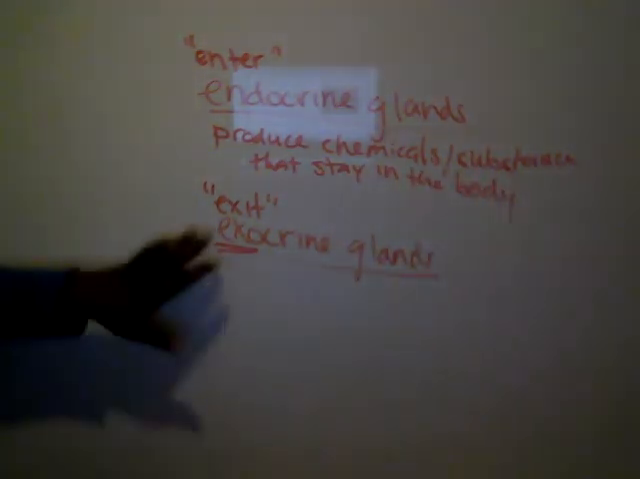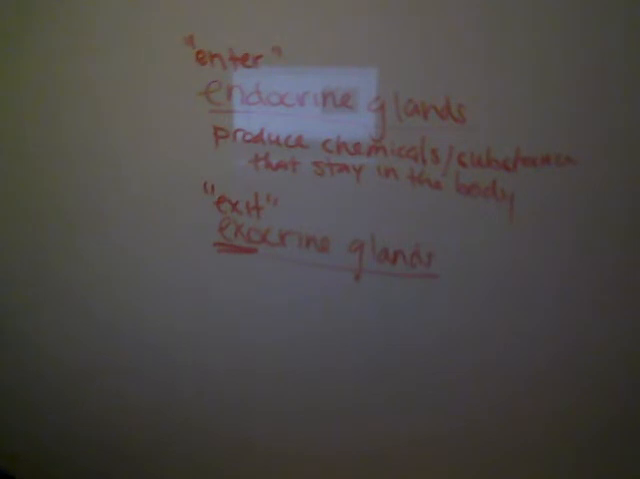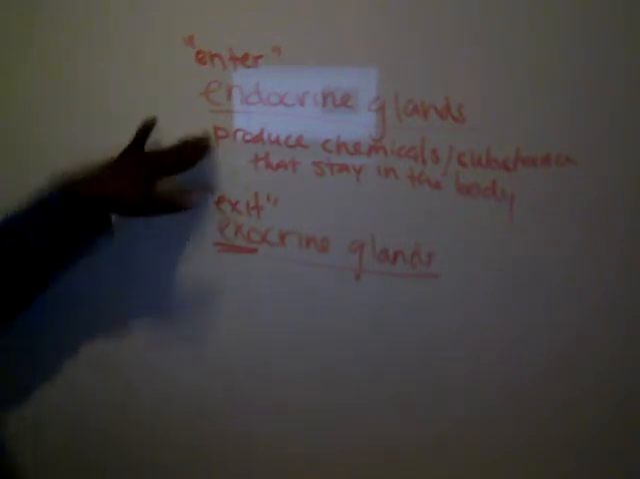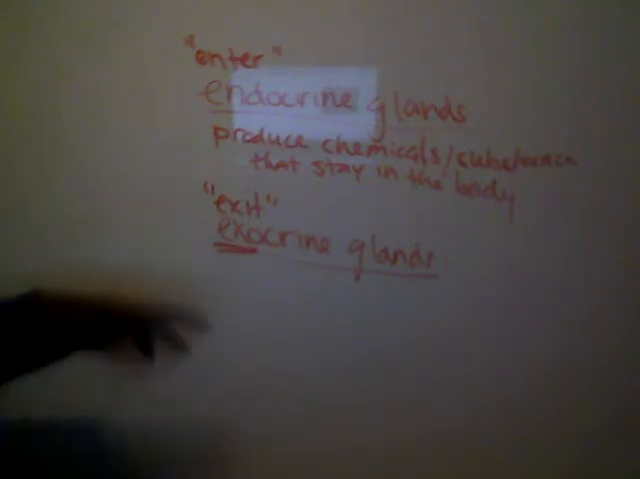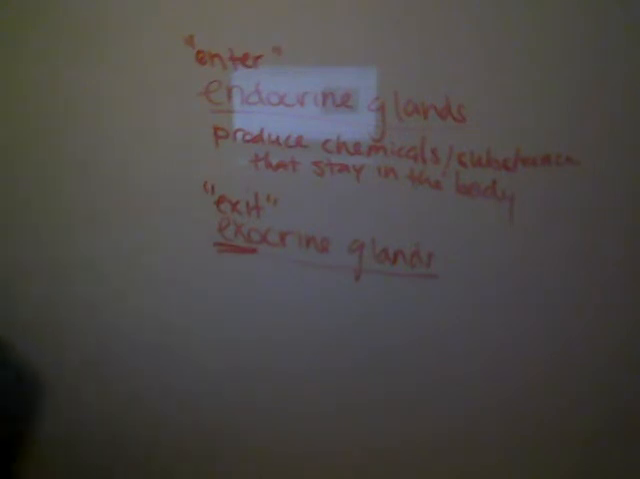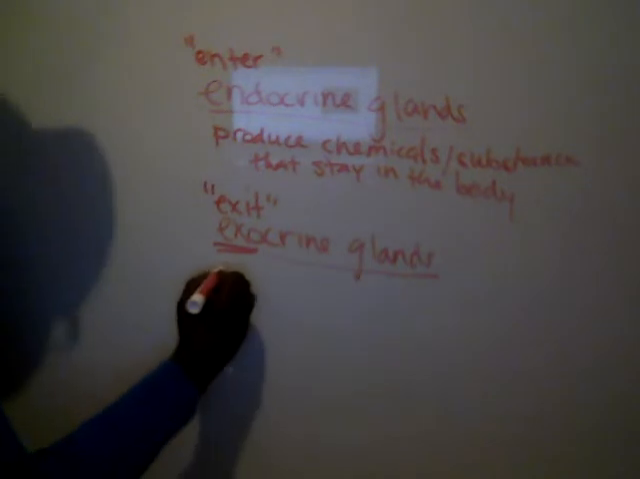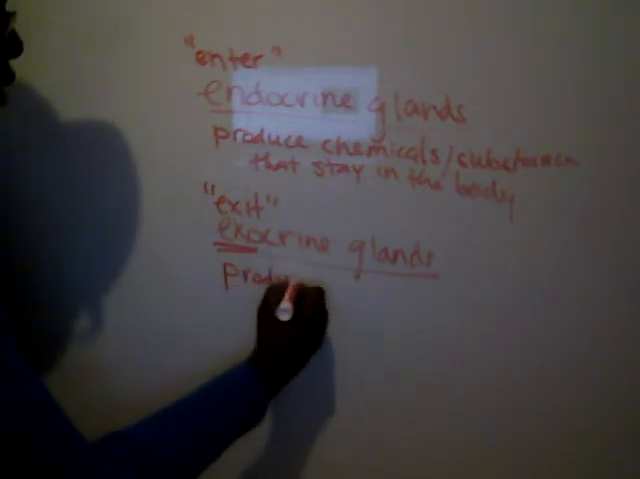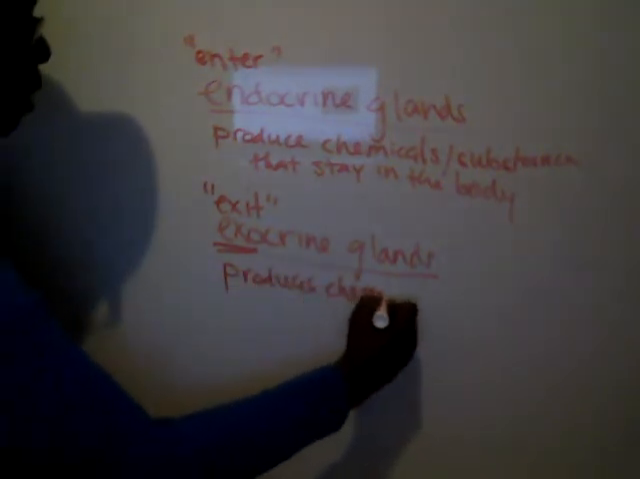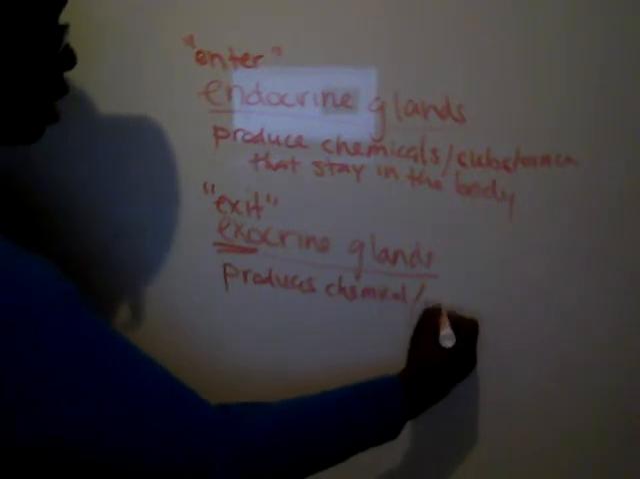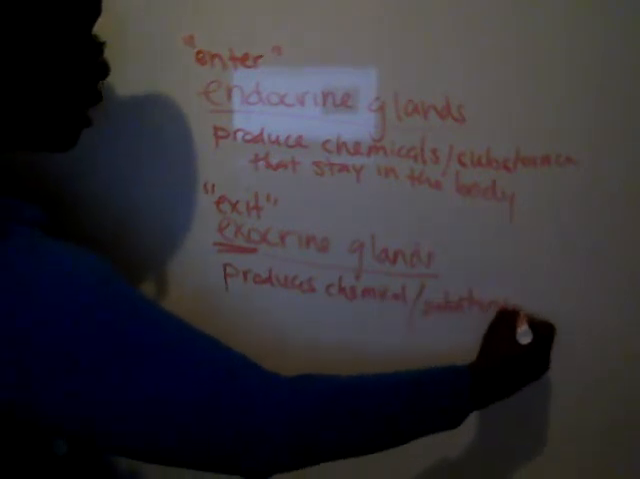Okay, so an example would be, let's say the thyroid gland. It produces human growth hormone. That hormone stays inside of the body and changes things inside of the body. It doesn't leave our body and go somewhere else. Whereas an exocrine gland is a gland that produces a chemical or a substance that actually leaves the body.